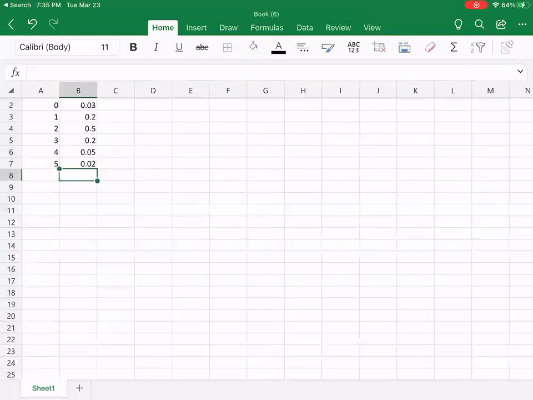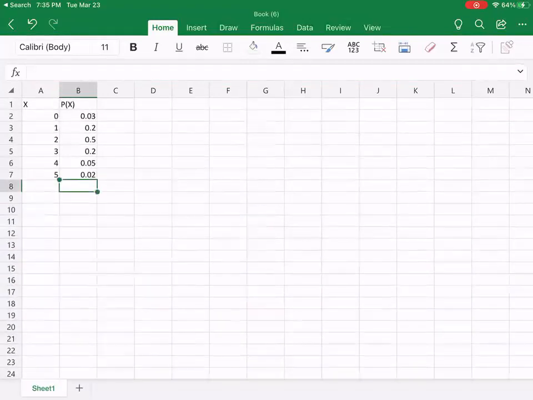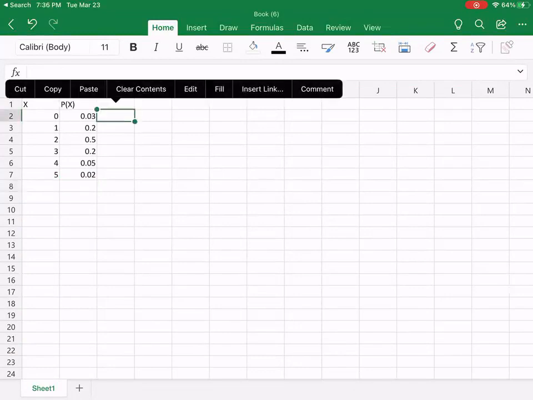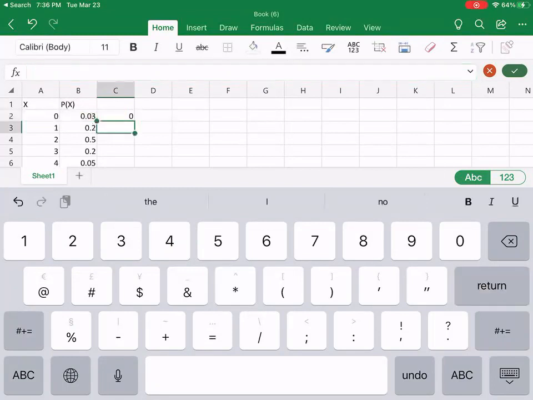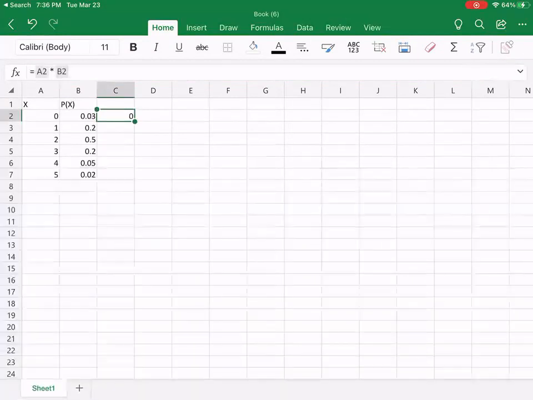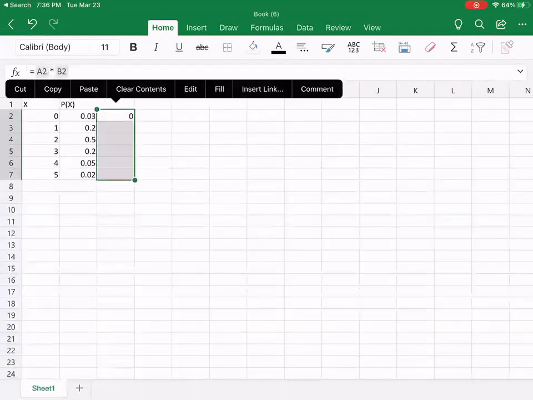So here are your X's. Here's how this works. I want to multiply every X by its probability and then sum them all up. In this next column, I'm going to use a formula to multiply column A2 times column B2. 0 times 0.03 is 0, by the way. I'm just going to drag that down to encompass all of those.